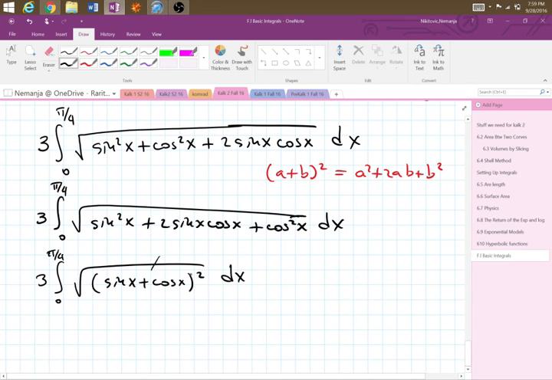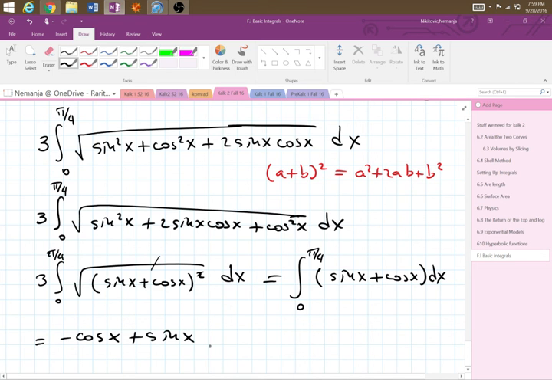Now these cancel, and we have the integral of sine x plus cosine x dx from 0 to pi over 4, which further integrates into negative cosine x plus sine x computed from 0 to pi over 4. Plug everything in and we get 3. Yay. Done. Bye, stream.